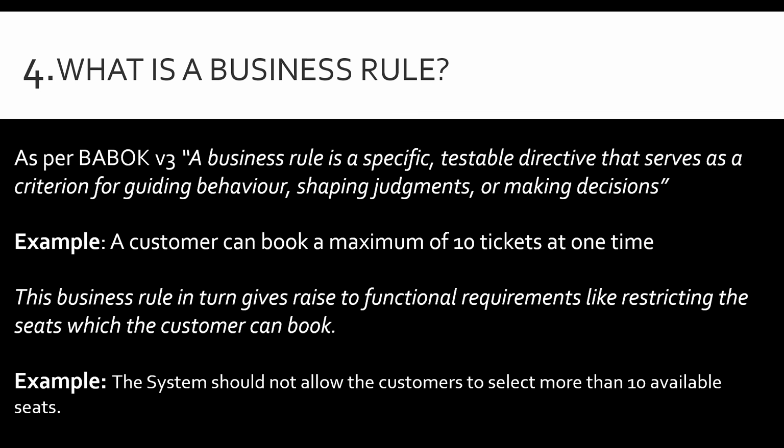So for example, the XYZ cinemas had a business rule that a customer can book only up to a maximum of 10 tickets at a single time while calling up the customer care or standing in the line at the ticket counter. This ensured that there are plenty of tickets available for everyone. So this business rule has to be taken into consideration while developing this digital channel. So this gives rise to a functional requirement for restricting the number of seats which a customer can book at a single point of time.